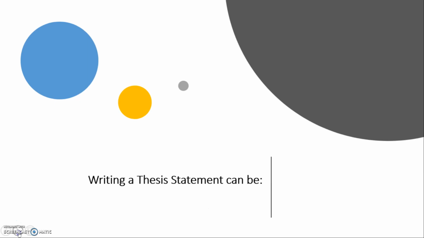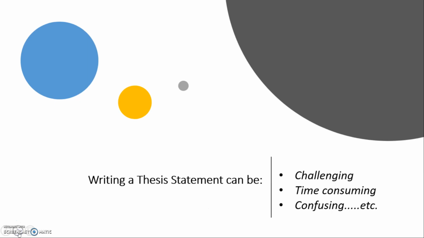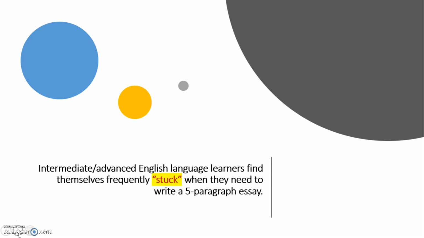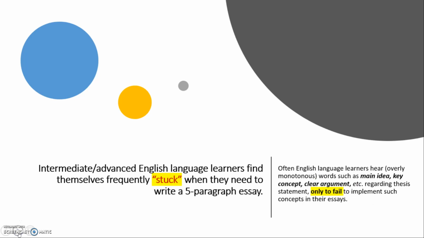Writing a thesis statement can often be challenging, time-consuming, and confusing. For this reason, intermediate and a lot of advanced English language learners find themselves frequently stuck when they need to write a 5-paragraph essay, whether it be in college or university. Oftentimes we hear these words such as the main idea, key concept, clear argument regarding thesis statements, only to fail to implement such concepts in our writings.